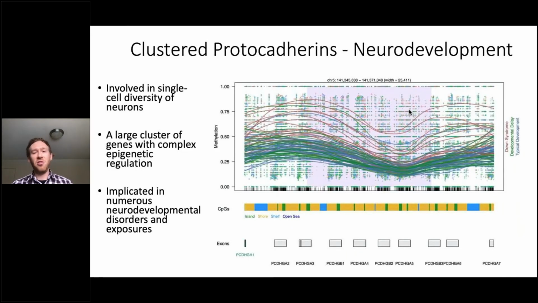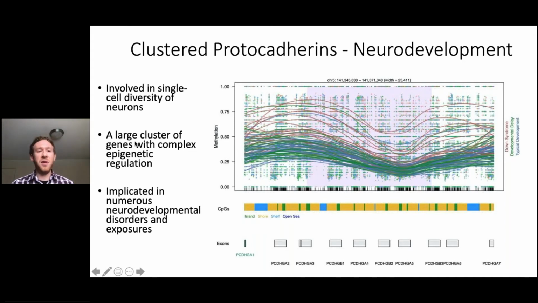And our second pan-tissue block that we noticed was actually these clustered protocadherins, which I've seen in my research before. They play this key role in neurodevelopment where they actually establish the single cell diversity of neurons. So that's how neighboring neurons of the same type know to connect to each other, but not themselves. And they're this really large cluster of genes, as you can see over here. This is mainly the gamma cluster.